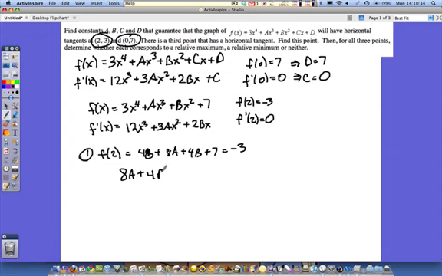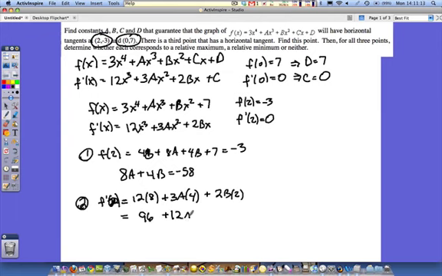So equation 1 simplifies down to this: 8a plus 4b equals negative 3 minus 55, which is negative 58. Let's take equation 2. F prime of 2 is equal to, let's see, 12 times 8 plus 3a times 4, that's 2 squared, plus 2b times 2. I just stuffed the 2 into the derivative equation. And so equation 2 becomes 96 plus 12a plus 4b.